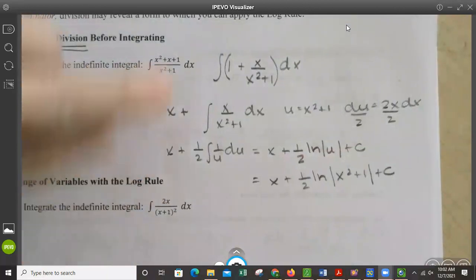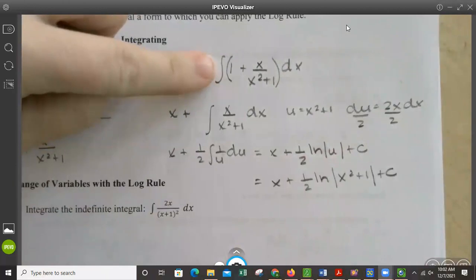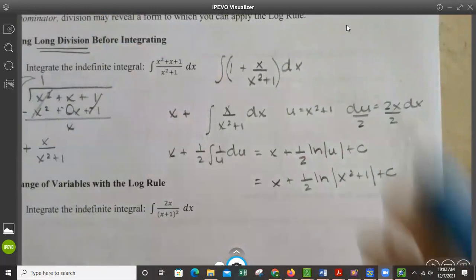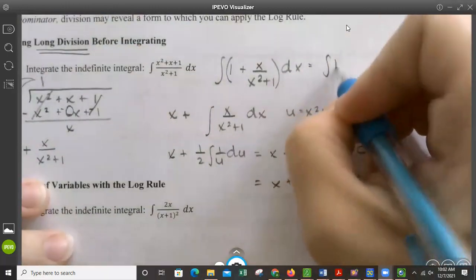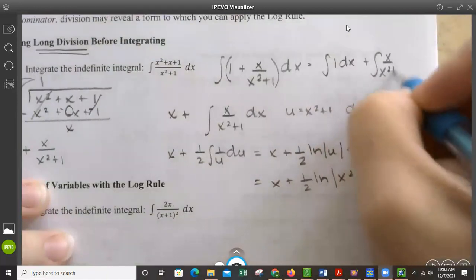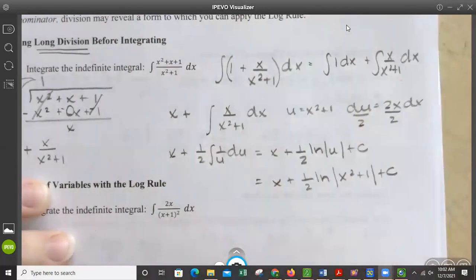This one? Yes. No, it's the integration of 1. We split it up. Sorry, if you want to write that, that's what we did.